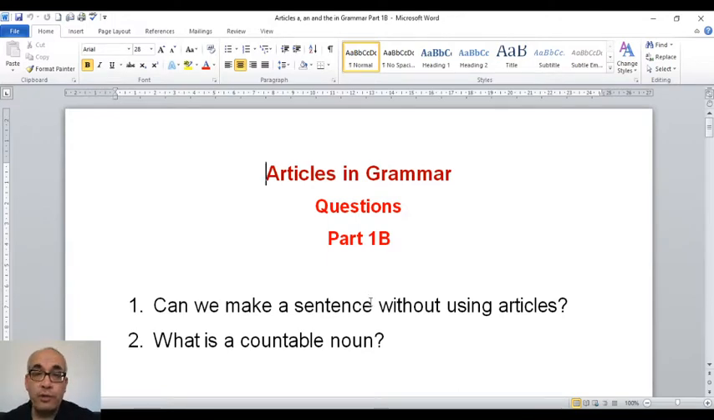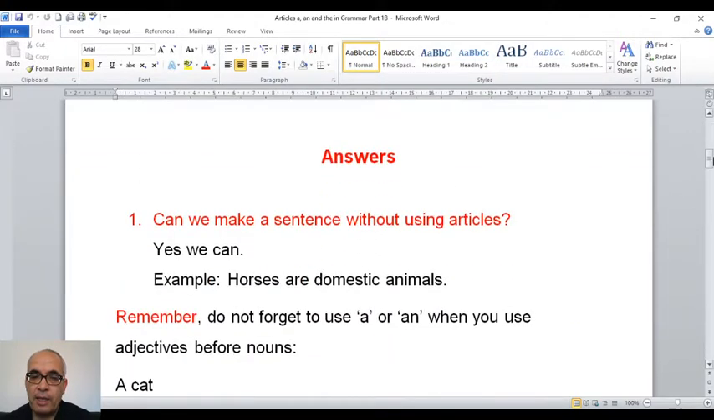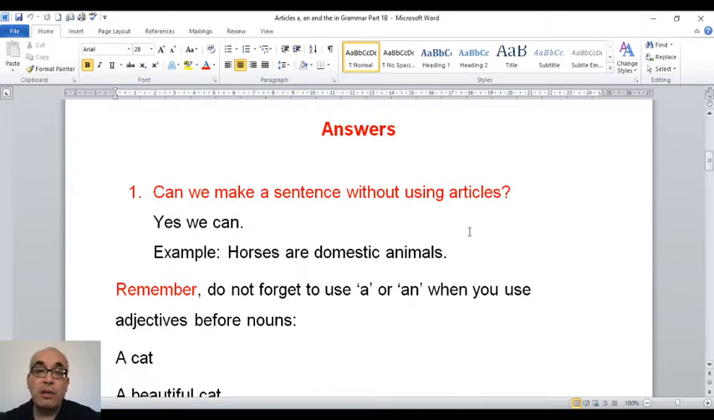I have two questions for you. Can we make a sentence without using articles? And question 2, what is a countable noun? So I'll give you a few seconds to think about the answers. Okay, shall we start? Can we make a sentence without using articles?